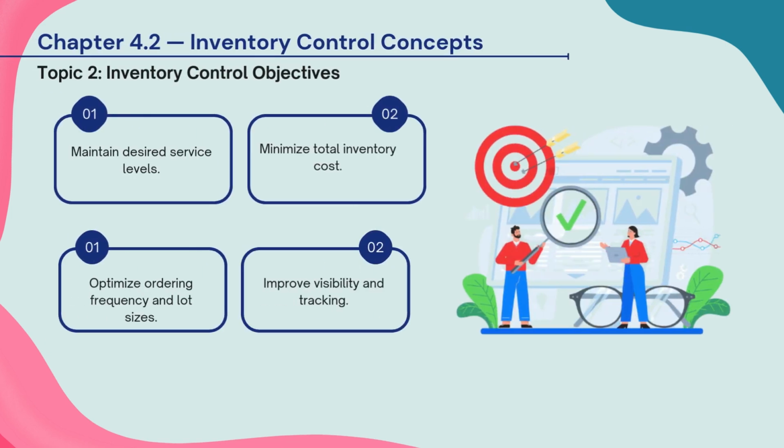This slide explains the main objectives of inventory control. First, we aim to maintain required service levels so customers always get products on time. Second, we try to minimize total inventory cost by balancing ordering, carrying, and stockout costs. Third, we focus on optimizing order quantity and ordering frequency so we don't overstock or understock. Lastly, we work on improving inventory visibility and tracking using systems like ERP and WMS so stock is always accurate and traceable. The main idea is to balance availability, cost, and control.